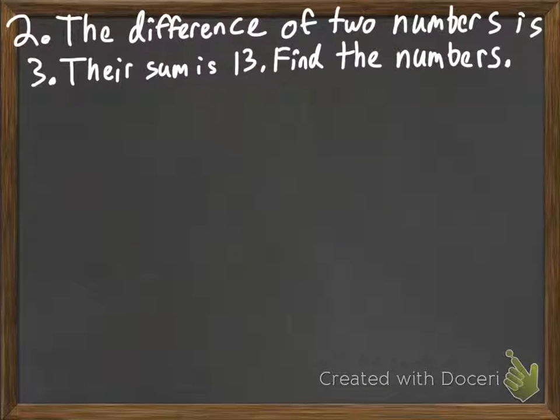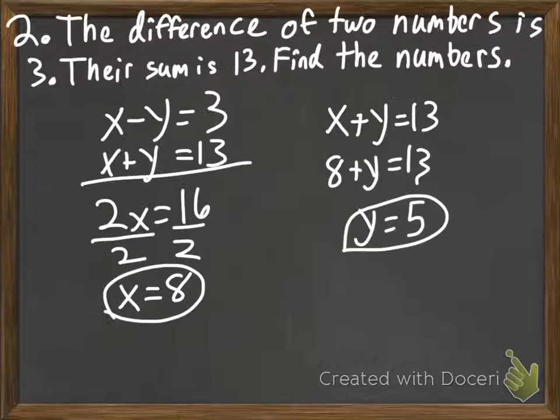Okay, so here's another problem similar to that. I want you to, in your group, pause this video and work through the problem now, please. And after you create your equation and solve it, you see that the two numbers that make these statements true are the number 8 and the number 5. So 8 and 5 are solutions to the question.